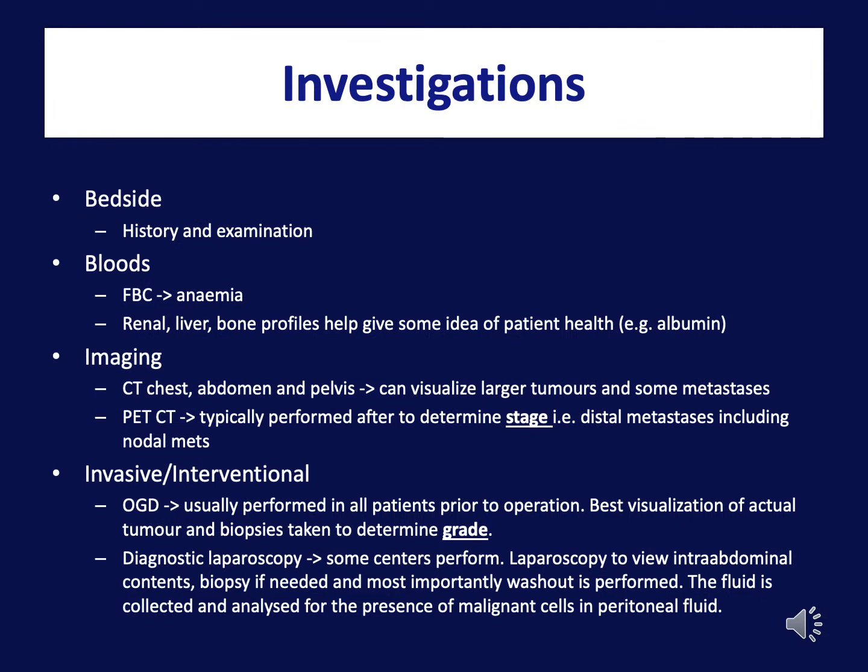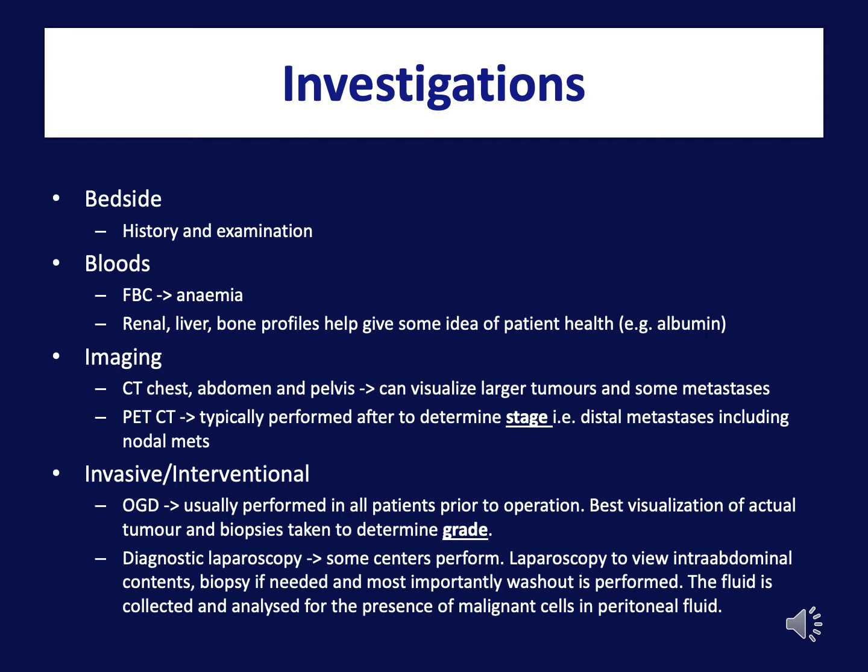So on this slide, we can see the investigations classified, starting from bedside and then moving on last to the interventional or invasive procedures. So at the bedside, you start with history and exam. Blood, you look for anemia and also just look at the albumin. Imaging, what I haven't written down is a chest X-ray, so you can, but all you really see sometimes is a widened mediastinum, but it can exclude other causes.